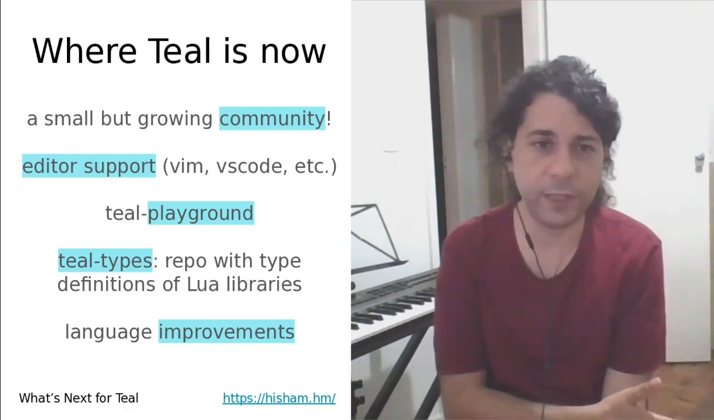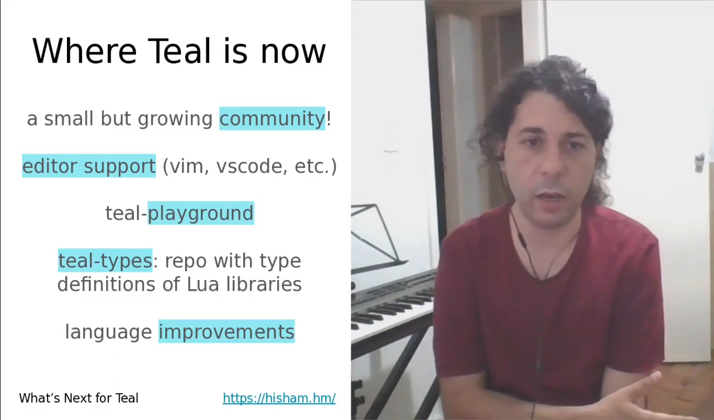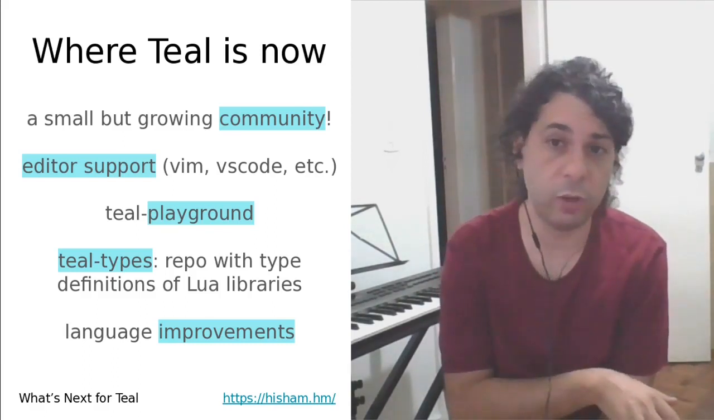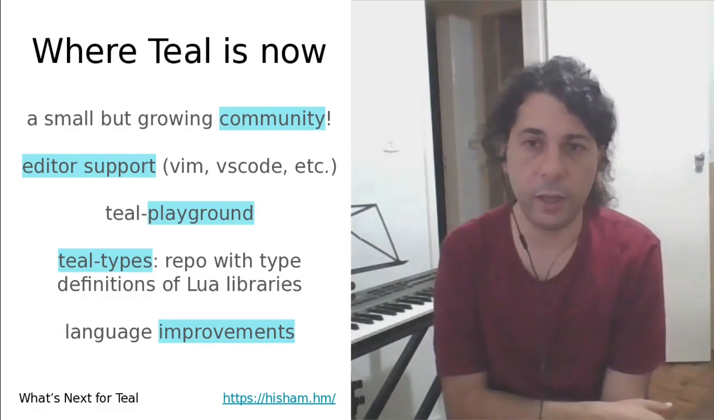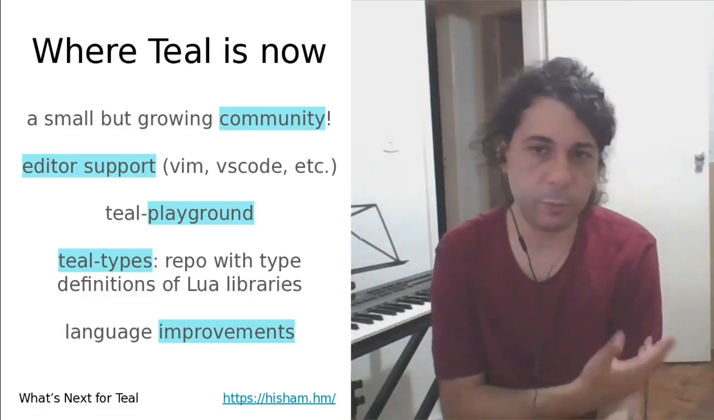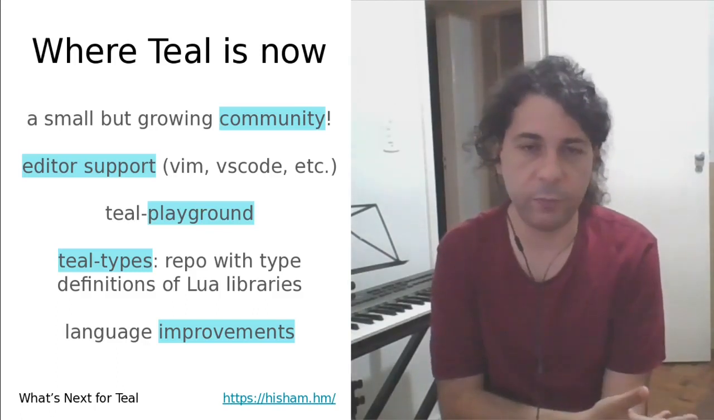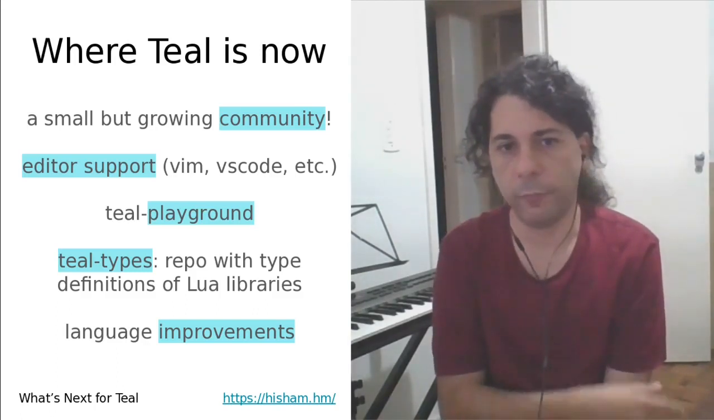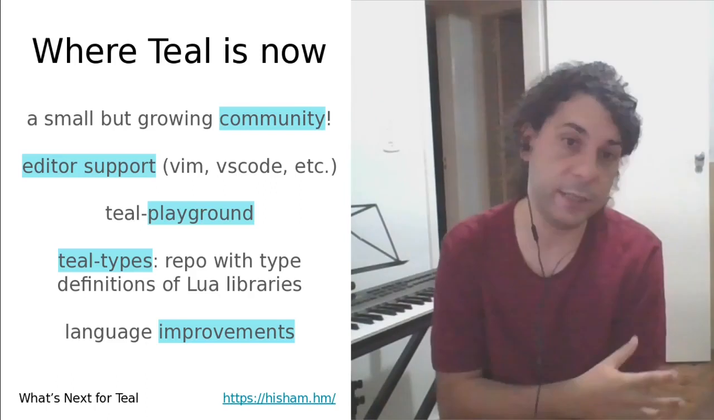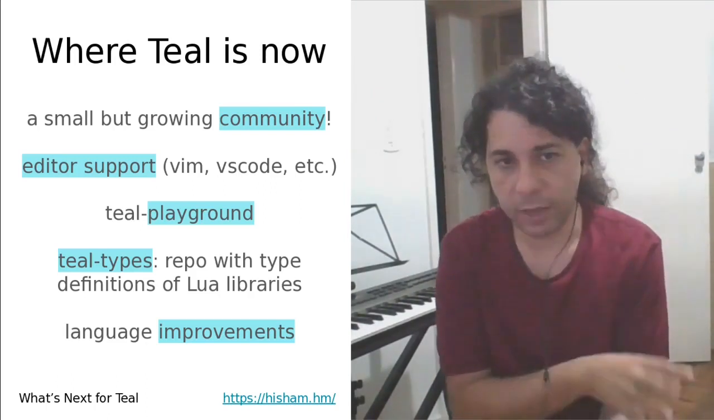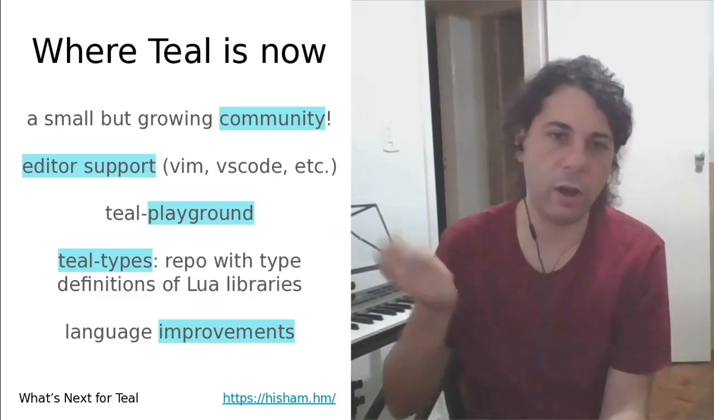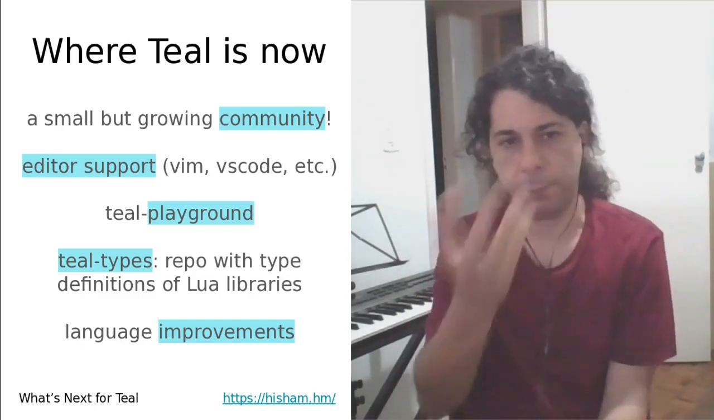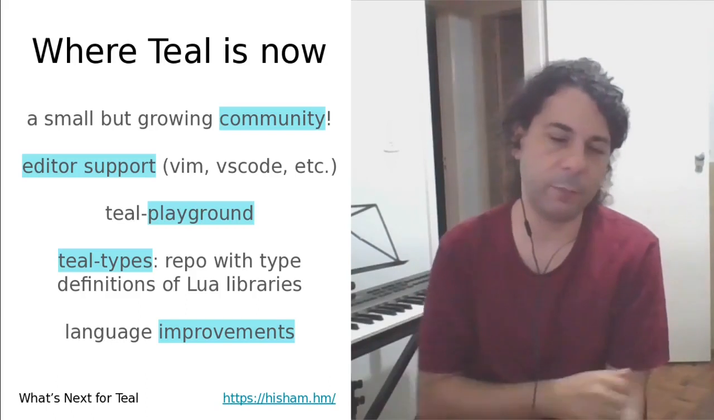We also have Teal types, which is a repository with type definitions of Lua libraries, which has seen contributions from the community. This repo is similar to DefinitelyTyped for TypeScript. So for Lua libraries which are not written in Teal, you have definition files in there which specify which types are used. So you can require Lua libraries from Teal code and they appear typed thanks to those type definitions.